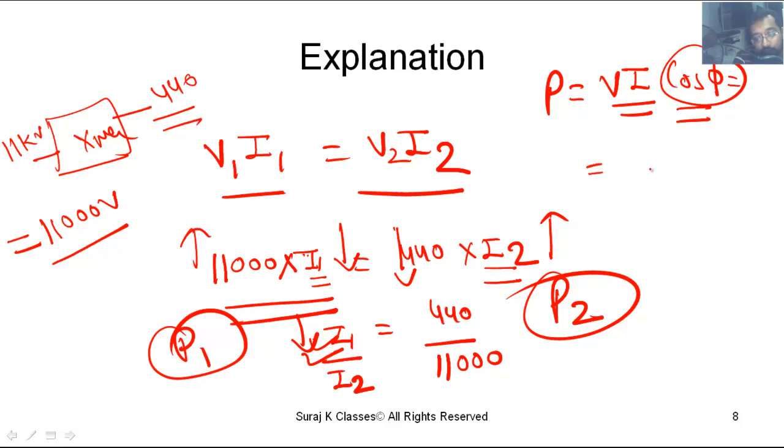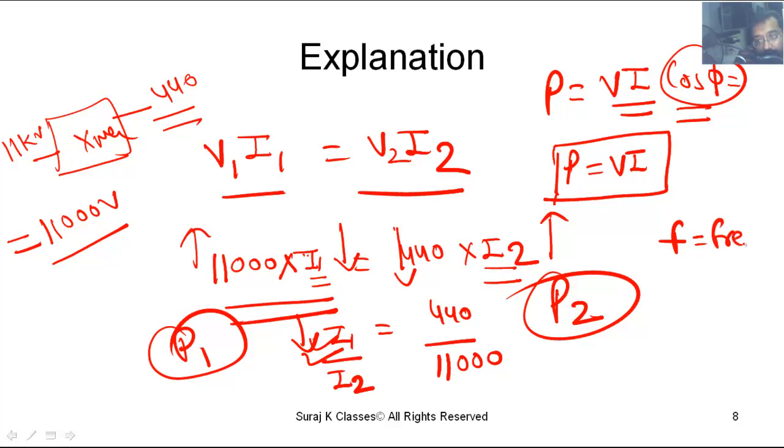If we are looking at this identical condition, then the power equation would be V and I only. So P1 is equal to P2. The two things in a transformer always remain the same: one is frequency and one is power.